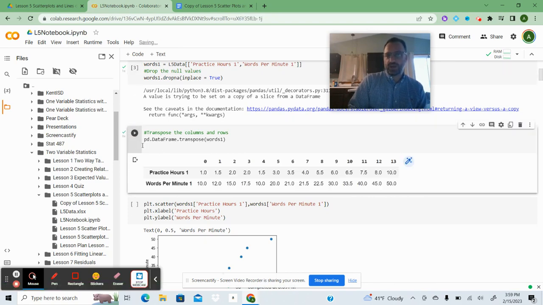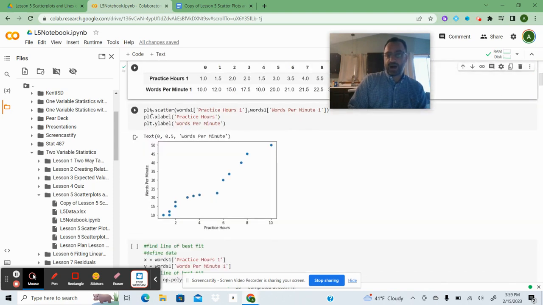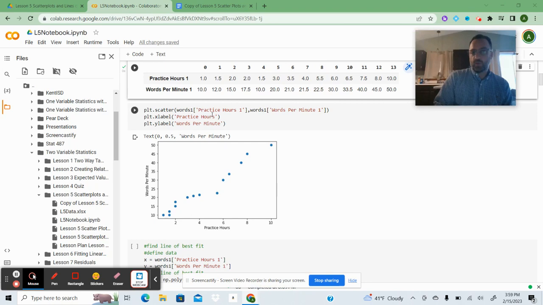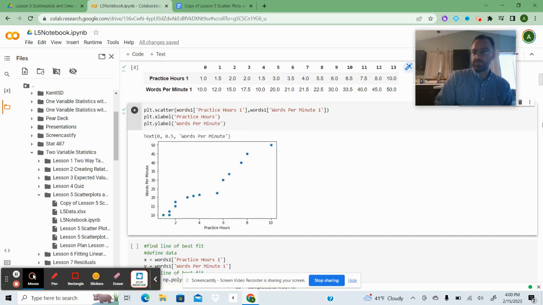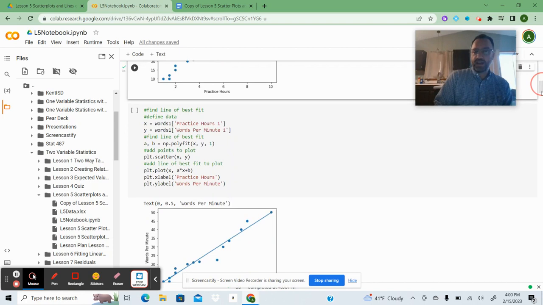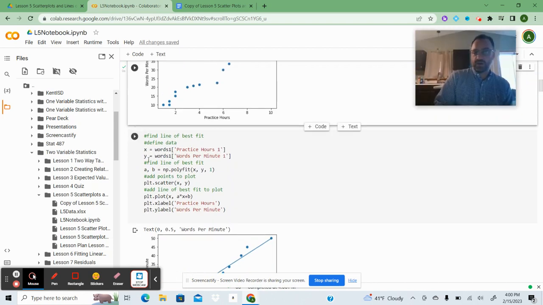So this is the code here. I did pd.DataFrame, transpose of words one, that I used to make the table. And then what I'm going to do here is make the scatter plot. So I did plt.scatter on the x-axis practice hours, comma, on the y-axis words per minute 1. And then I gave it an x label and y label. And then to do that with a line of best fit, what I did was call x words 1 of practice hours, y words 1 of words per minute.